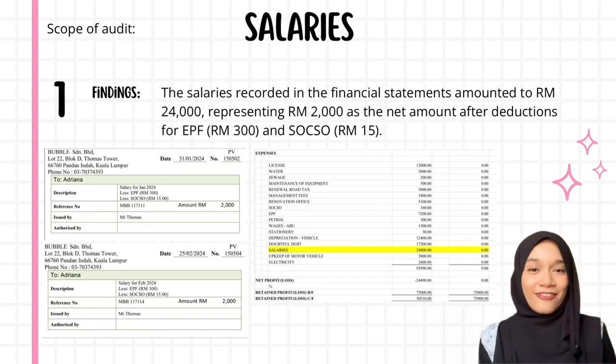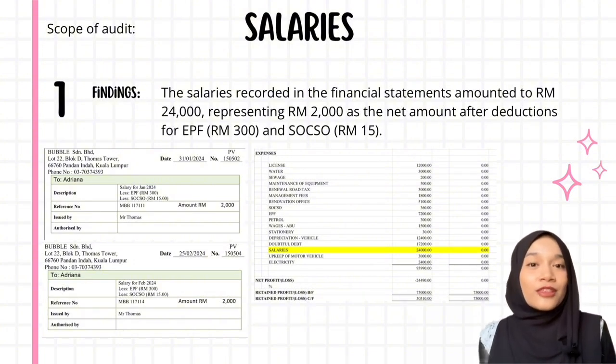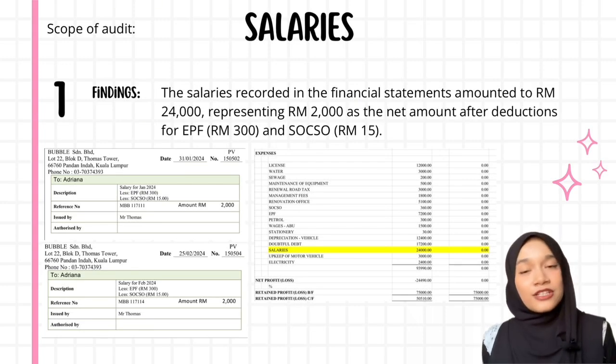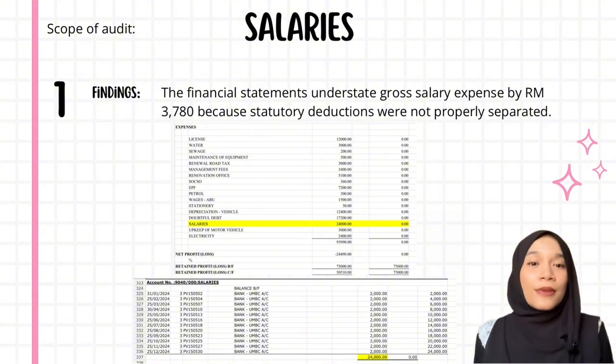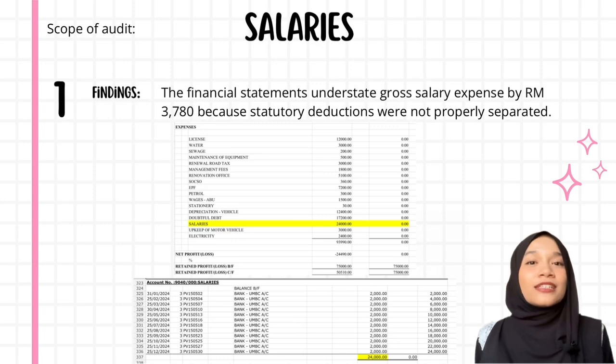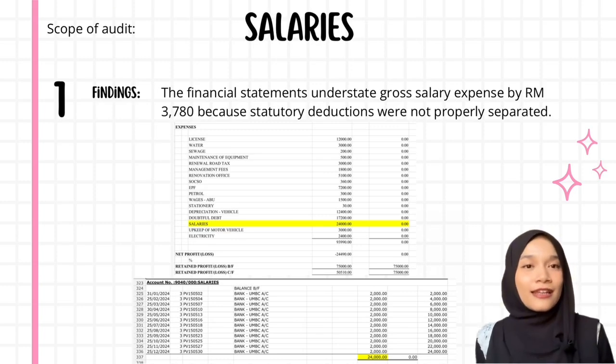Moving into the core findings, the audit of the salary cycle identifies several critical errors. First, the salary recorded in the financial statement amounted to 24,000 ringgit, representing a net monthly payment of 2,000 ringgit, after deduction of EPF, 300 ringgit, and SOCSO, 15 ringgit. Because the statutory deductions were not properly separated, the true gross salary expense is understated by 3,780 ringgit.